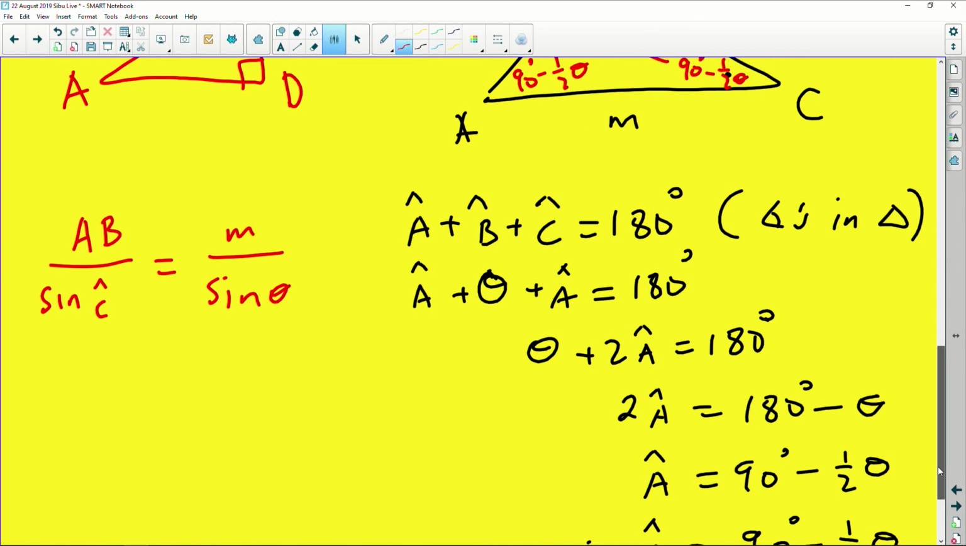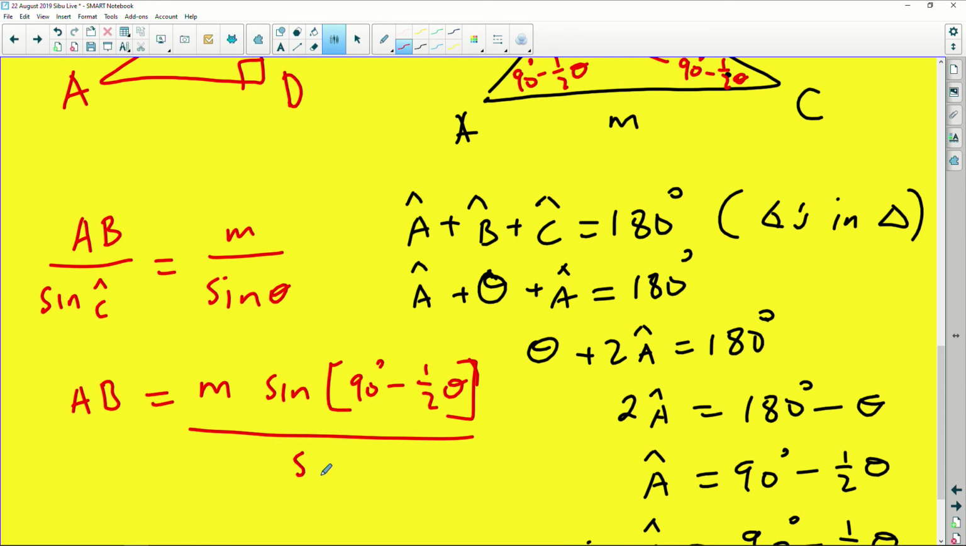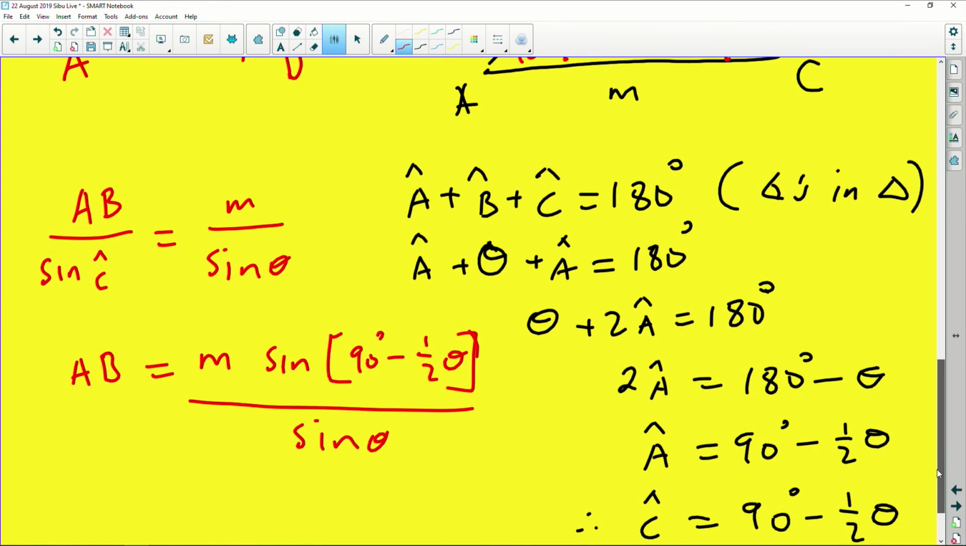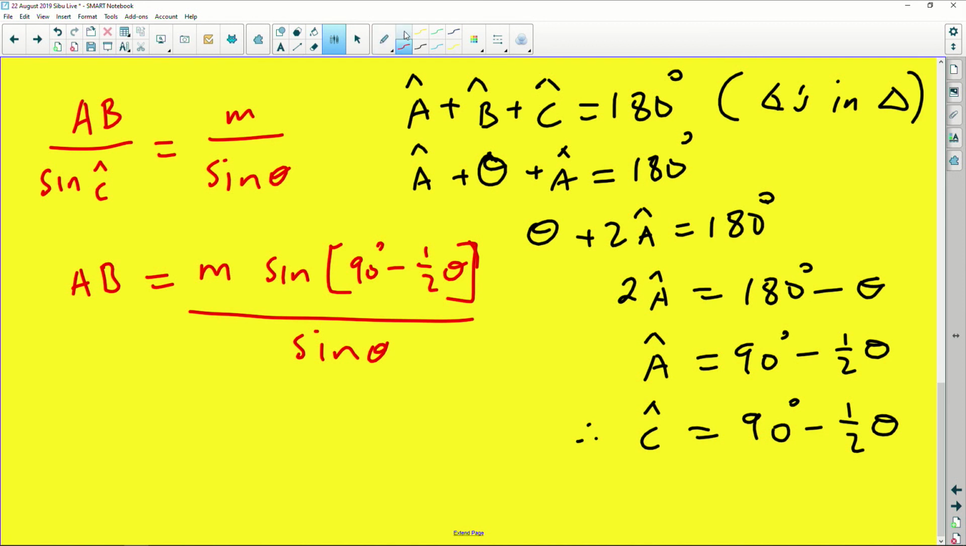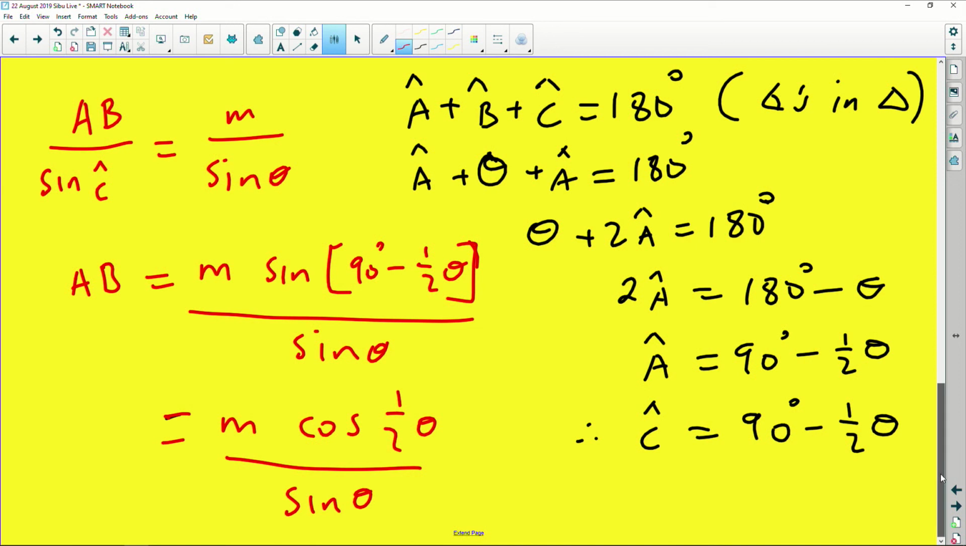Absolutely interesting stuff. So if I make AB the subject, my AB will simply come out as M sine of the angle. What is my angle? Angle C. We found it to be 90 degrees minus half of theta. Everything divided by the sine of theta. Now, according to our reduction formulas, very powerful stuff, if you are dealing with sine and you have 90 minus, it will change to its co-ratio. So sine of 90 minus half theta will simply change to cos of half of that angle, everything divided by the sine of theta. So I just found the length of AB.